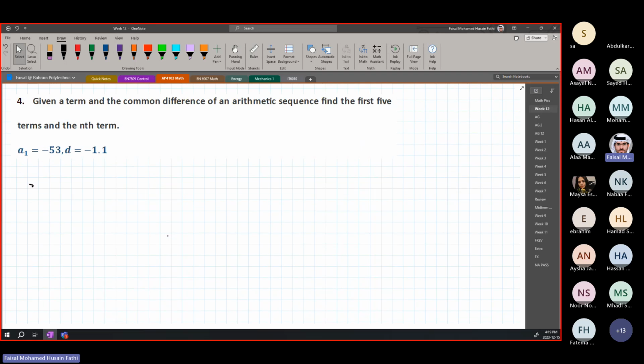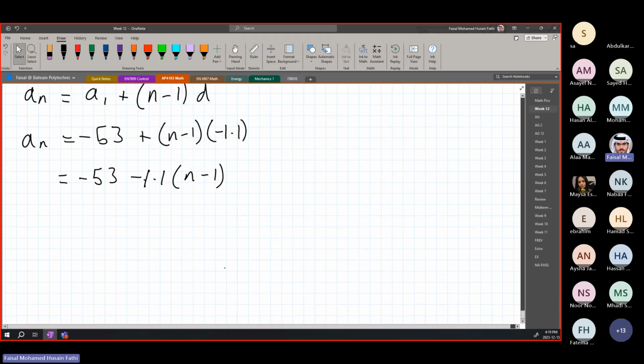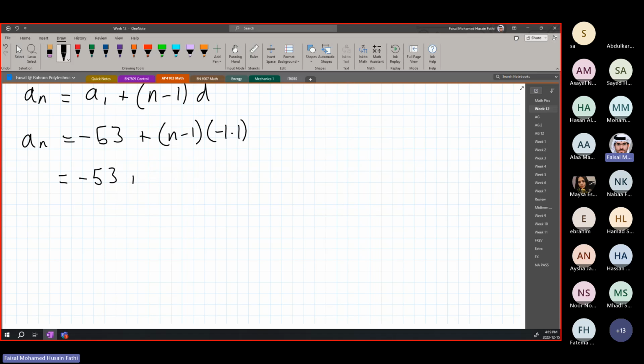A1 is minus 53, so let's write our AN equation. A1 plus N minus 1 times D. Everyone should have memorized this equation by now. AN is equal to minus 53. Do not forget your units, your signs. Plus N minus 1 times minus 1.1. This is equal to minus 53 minus 1.1 times N minus 1. If this is too confusing for you, you can rewrite it in a much easier way. Just write plus minus 1.1 times N minus 1.